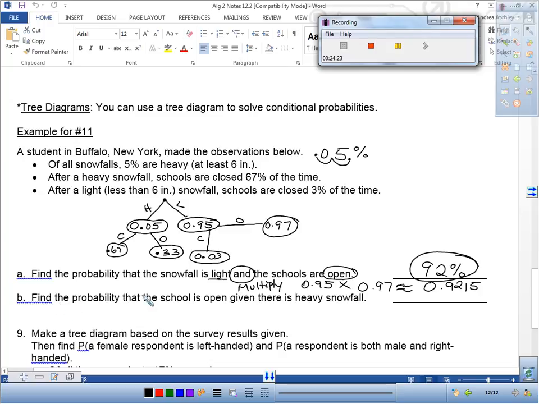Okay, the next one says find the probability that the school is open given there's heavy snow. So only look at heavy snow. So we're only looking on this side. And if it's heavily snowing, how often are the schools open? 0.33. So 33% of the time. Any questions over that?